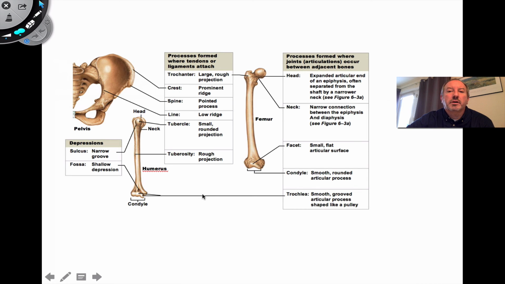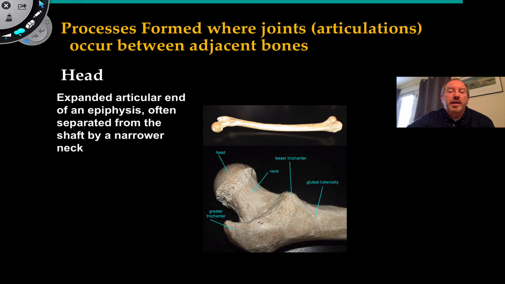Okay, so these are all markings, and so let's move over to look at these ones: head, neck, facet, condyle, and trochlea. The head is an expanded part of a long bone. If you recall these terms, the epiphysis, or this region right here of the bone, and the diaphysis, which is the shaft of the bone right here. The head is this extended ball-like region of the bone, and it's separated from the shaft of the bone by this region right here, the neck.